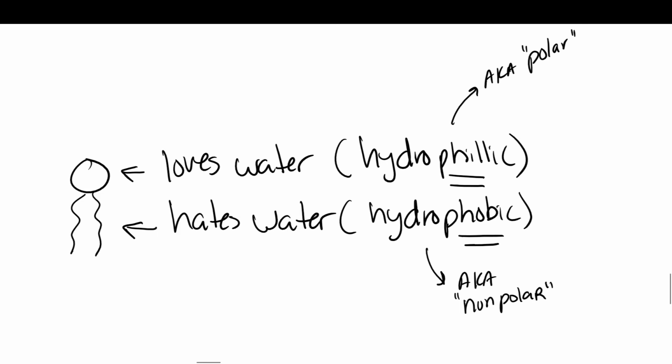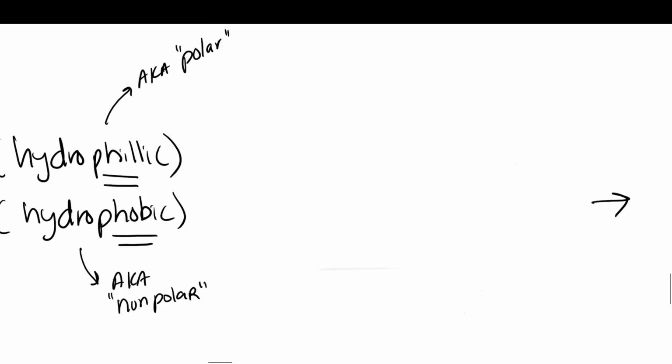Another term that we can use instead of hydrophilic is polar. Another term that we can use for hydrophobic is nonpolar. You'll see both those terms. Okay? So basically, if something loves water, it's hydrophilic and polar. If it hates water, it's hydrophobic and nonpolar.